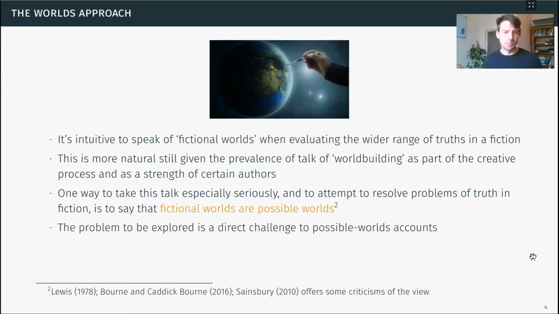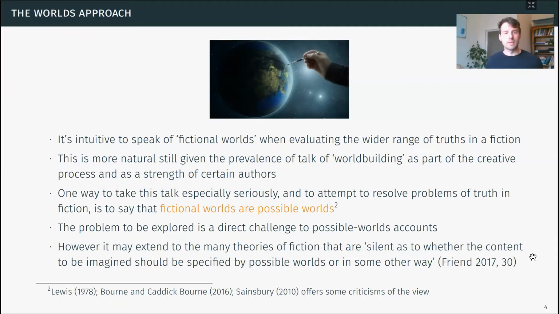So the problem I'm going to explore is a direct challenge to possible worlds accounts. I'll also briefly mention impossible worlds accounts, although I won't be able to go into detail on them. But it's worth remembering that this may well extend to the wide range of theories of fiction that are, to quote Stacie Friend, silent as to whether the content to be imagined should be specified by possible worlds or in some other way. If we haven't ruled out this way of thinking, many theories of fiction may be embroiled in the same problem.